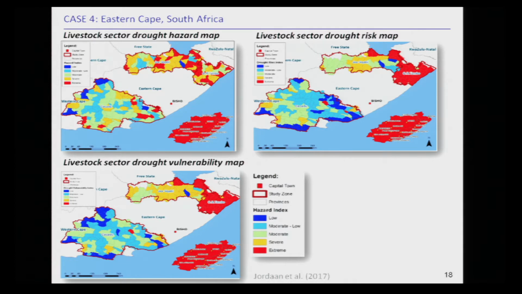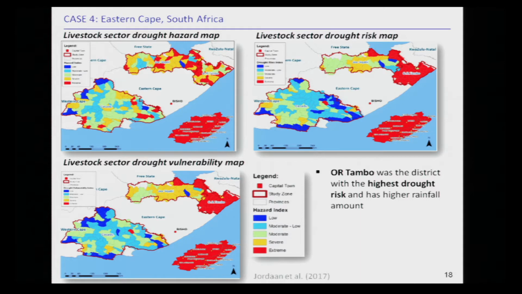And my final map is the livestock sector drought risk map, and it's a kind of mirror of the vulnerability map. The final result showed that the highest drought risk is found in Tambo, followed by Jogabi, which was characterized by mostly moderate to severe risk values, and the lowest, low to moderate-low risk areas were found in Kakadu. And the most interesting result is that the highest drought risk areas were actually found in the area with a higher rainfall amount.